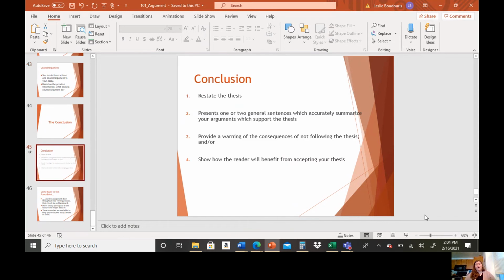Conclusion. Once you get there, you should restate your thesis, present one or two general sentences which accurately summarize the arguments that support the thesis, provide a warning or consequences of not following the thesis, and/or show the reader how they will benefit from accepting your thesis. Generally, for your conclusion, leave your reader knowing something, with something to leave them with. Don't just stop, but make it feel concluded and done. These are some ideas for that.